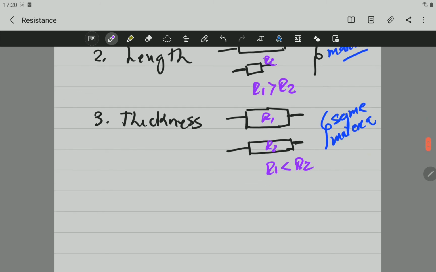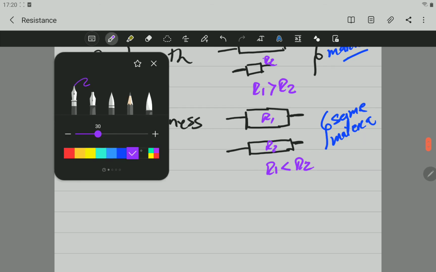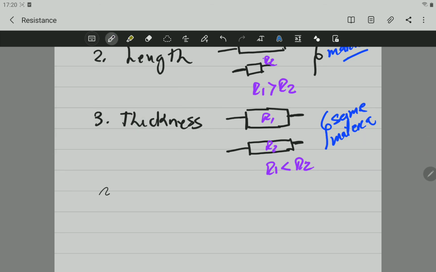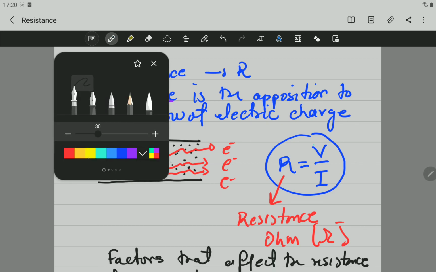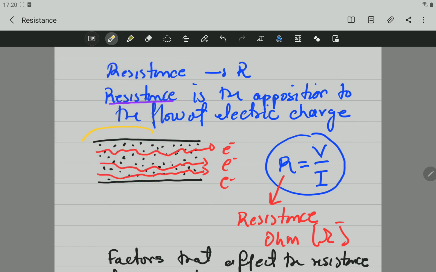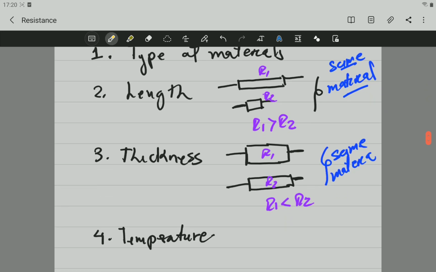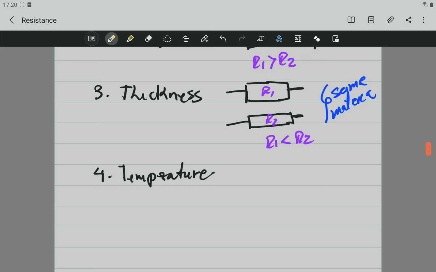And the last factor that affects the resistance is the temperature. Remember from the kinetic molecular theory, when you increase the temperature, the particles inside the resistor will move more, and therefore they will start blocking the path of the electric charge. So, if the temperature is big, then the resistance is big. If the temperature is small, the resistance is smaller.